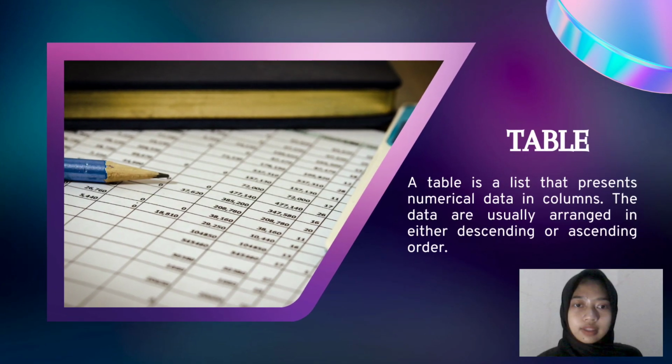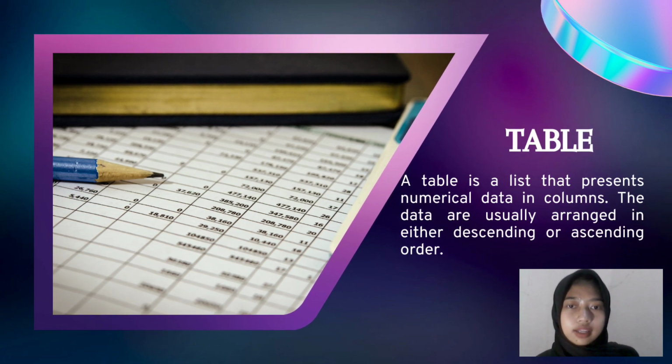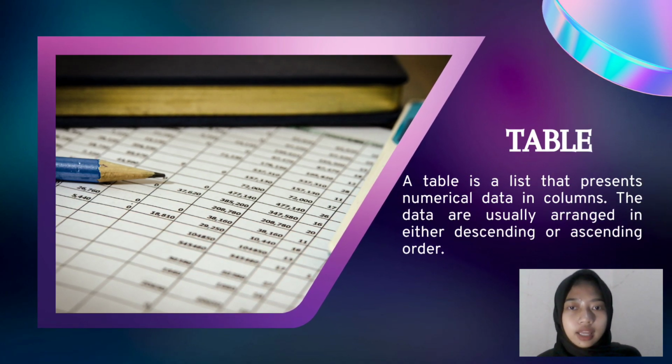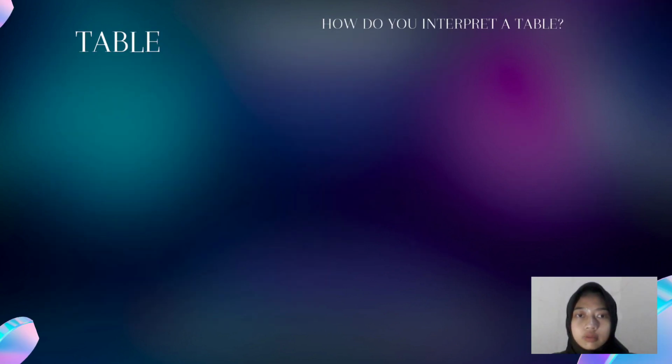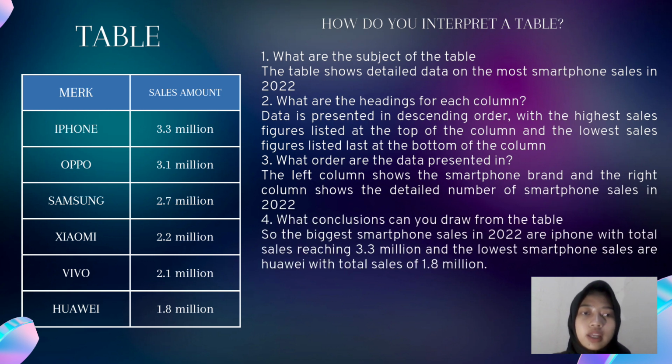Next is the meaning of the table. A table is a list that presents numerical data in columns. The data are usually arranged in either descending or ascending order. Unlike graphs, tables do not have types. Let's go straight to how to interpret a table.